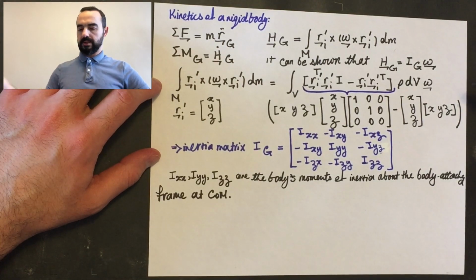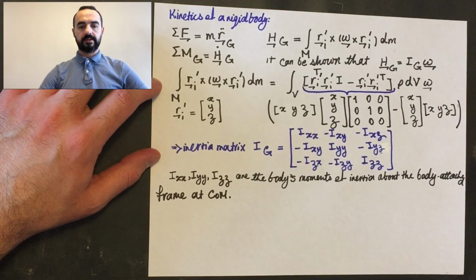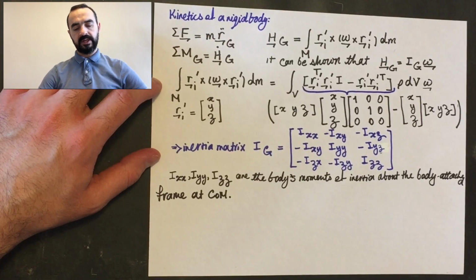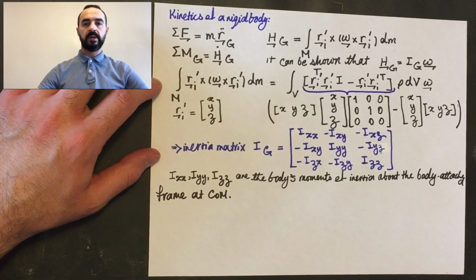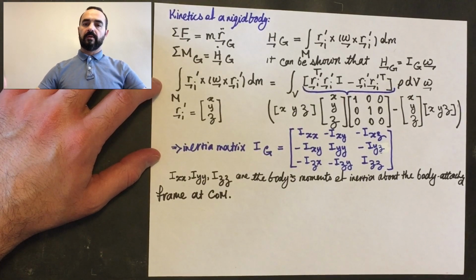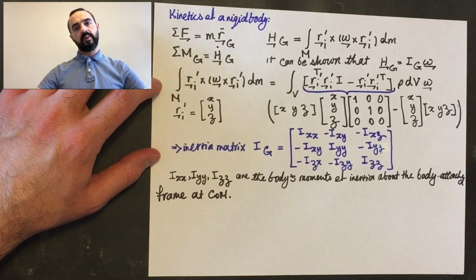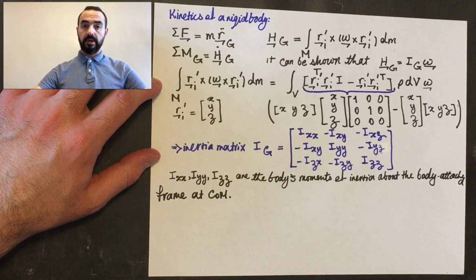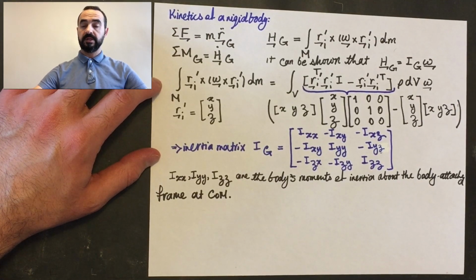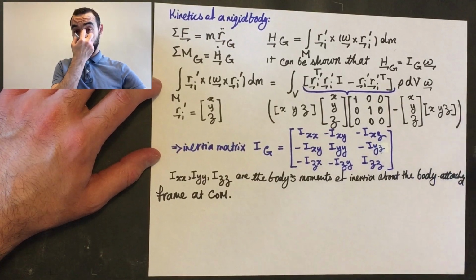Hello. So what we talked about in our latest lesson was kinetics. We started talking about kinematics of rigid bodies, meaning that we talked about velocity and acceleration of a rigid body, and how we can use body attached frames to describe the velocity and acceleration equations. Sorry, not the equation of motion.